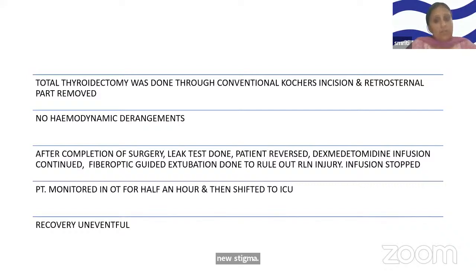Fiber optic guided extubation was done to rule out any injury to the recurrent laryngeal nerve. After ruling out the injury to the recurrent laryngeal nerve, the infusion was stopped and patient was monitored in OT for another half an hour and then shifted to the ICU. Her entire stay in the hospital turned out to be uneventful and the patient was eventually discharged.